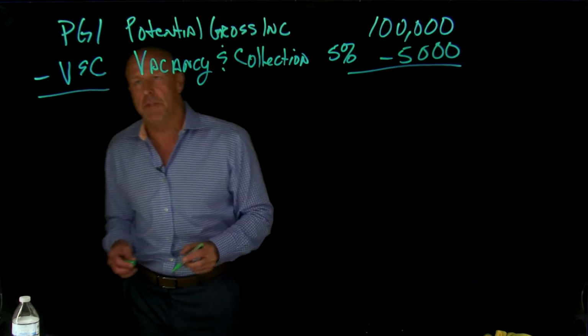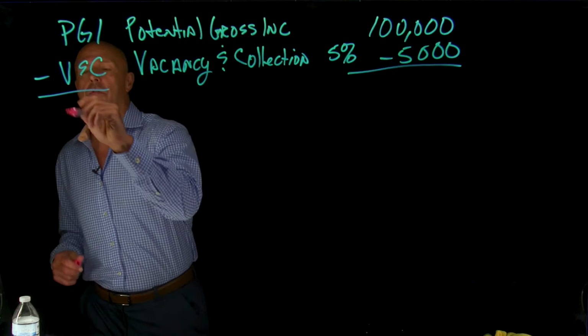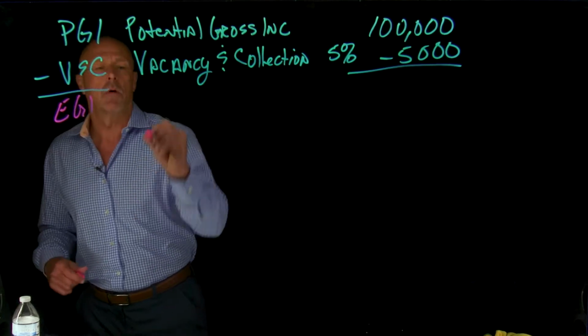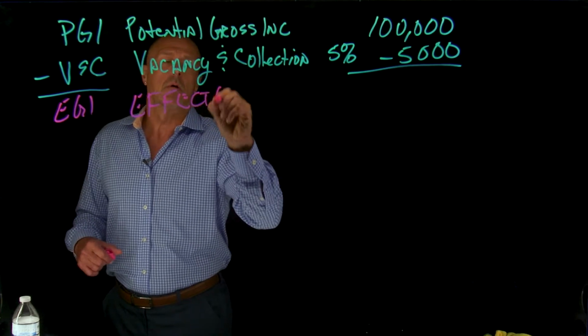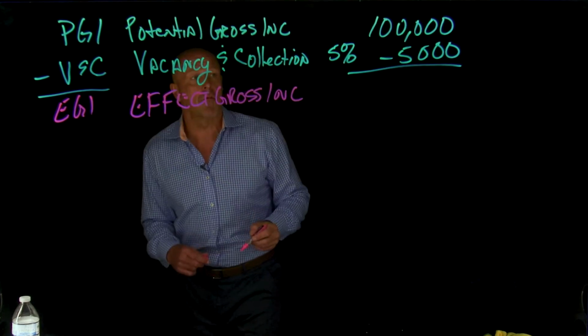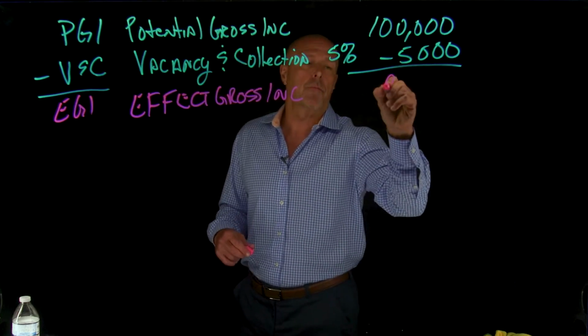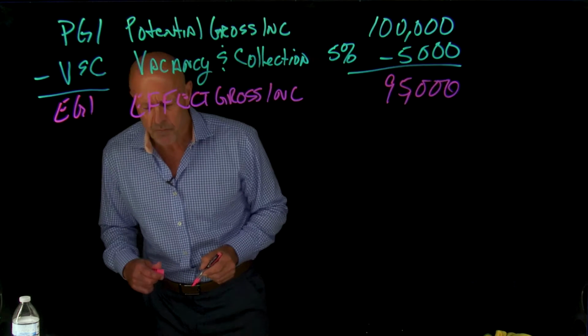So right now we're at PGI minus V&C. And that equals EGI, or in simple terms, effective gross income. So that's the income after vacancy and collection. And of course, it's fairly obvious. As you can see, we're sitting at $95,000.